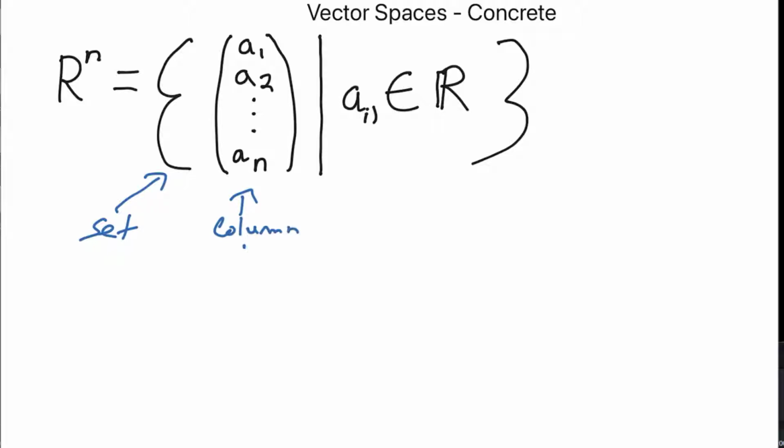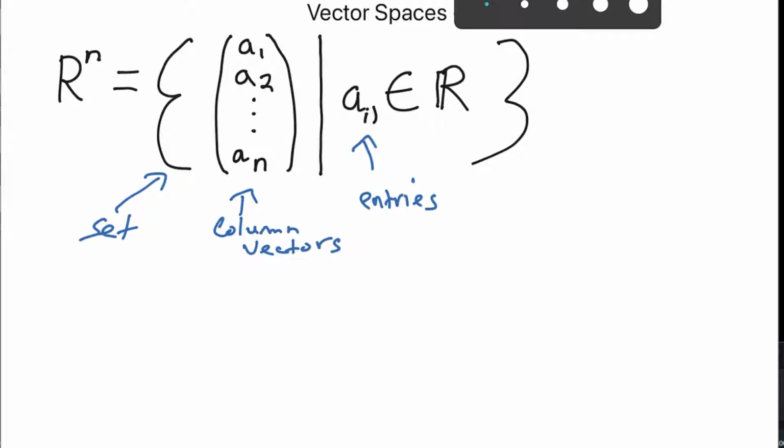Okay, so notice it goes from A1 to AN, such that all the AIs, the entries that is, belong to the field R. And also keep in mind, I said the set of all column vectors with n entries. Well, remember that a vector is just a matrix that has one row or one column, in our case, one column.